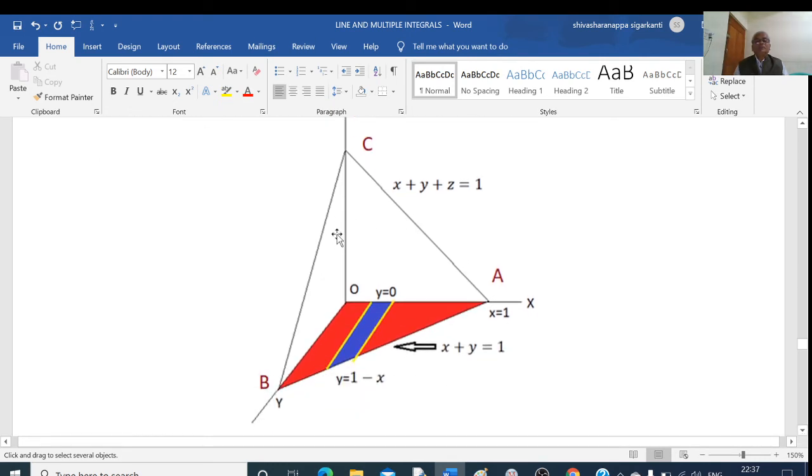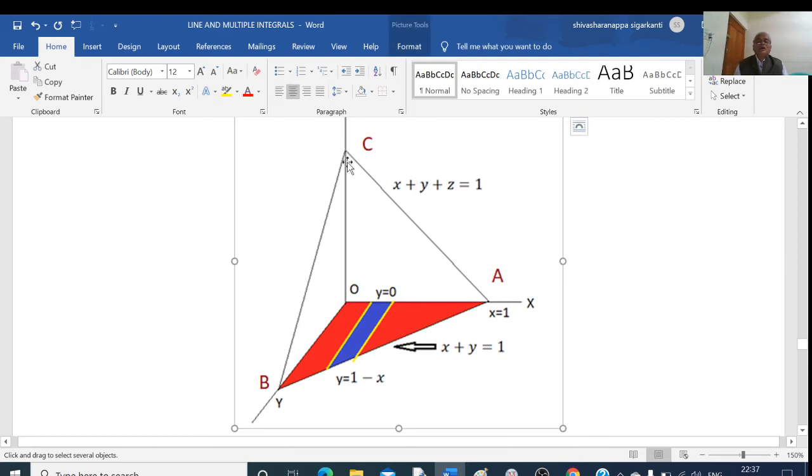So this is our x equal to 0, the yz plane is x equal to 0, the xz plane is y equal to 0, the xy plane is z equal to 0. So I have to find out the volume of the tetrahedron OACB. Okay. So this is my tetrahedron here. This is one point, this is another point, this is the third point, and this is the fourth point. And here, this is the surface. Okay, that is, ACB is a triangle.